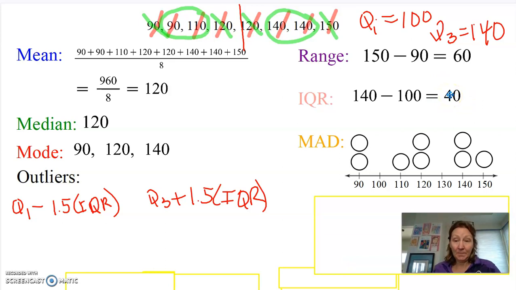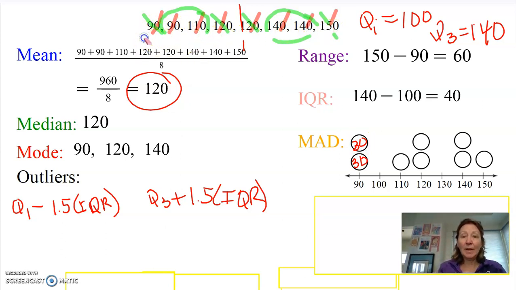So when I do the IQR, it's Q3 minus Q1, and I get a range of the middle half of the data is 40. And then the MAD, so a lot of times what you can do is use a number line and figure out how far each of these is from the mean, right? So over here, the mean is 120. So 90 is 30 away if you want to do a dot line, or you can just write the numbers. Like I could put the 30 up here, the 30 and the 30.